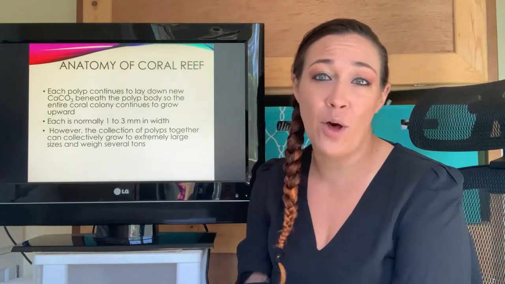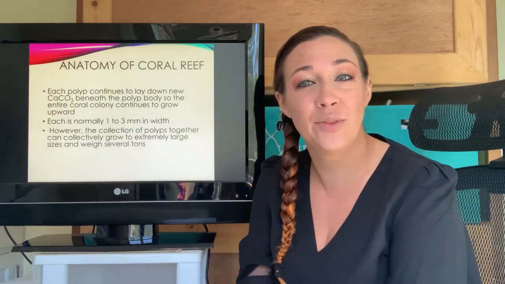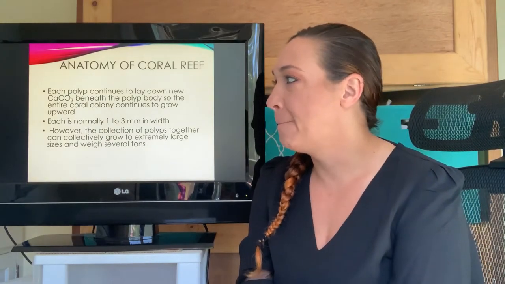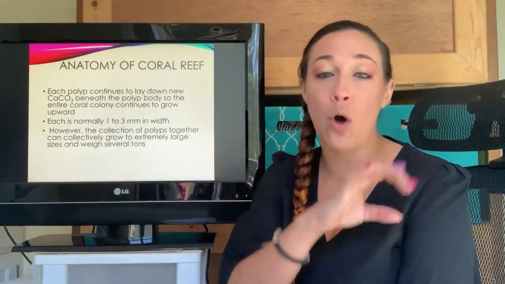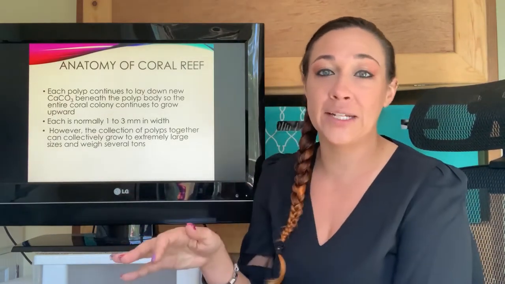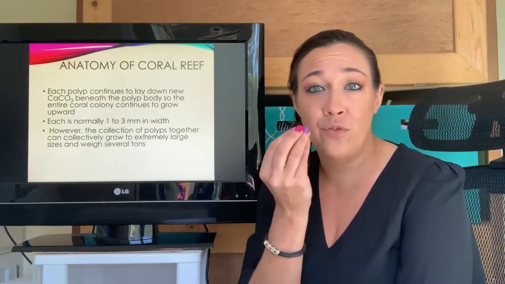Most of them are really small, 1 to 3 millimeters. That's really, really tiny. But when you look at the whole coral together and you count up all the polyps and that connective tissue, you can actually get a pretty large animal, despite the fact that each polyp is very tiny.